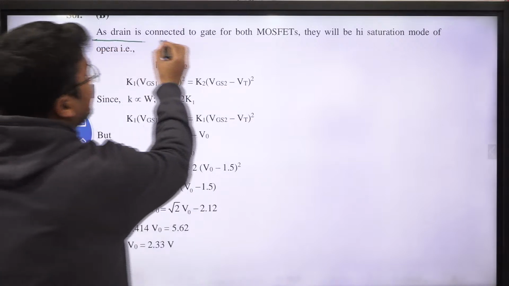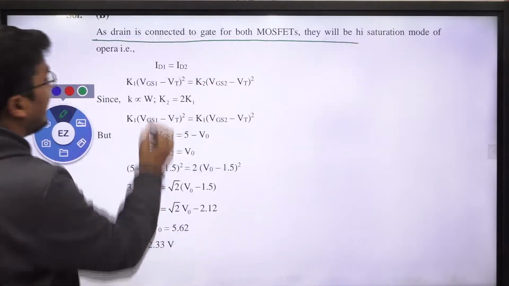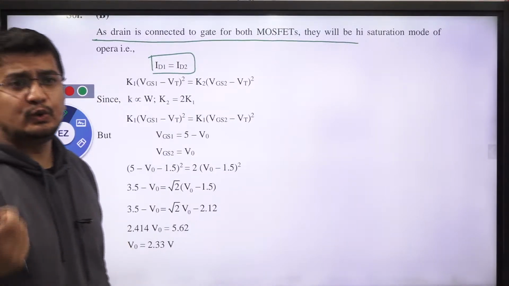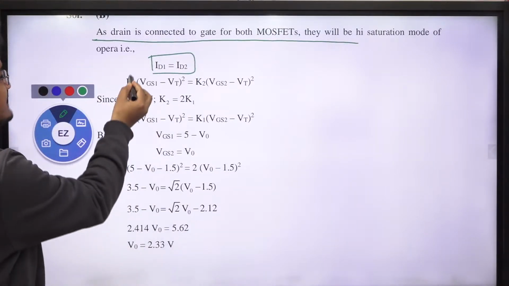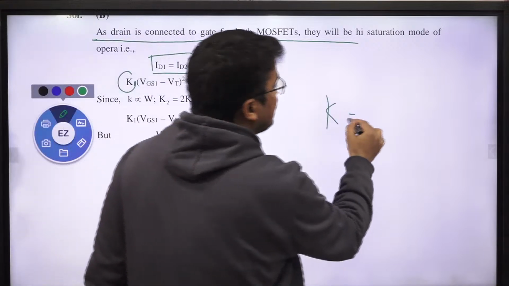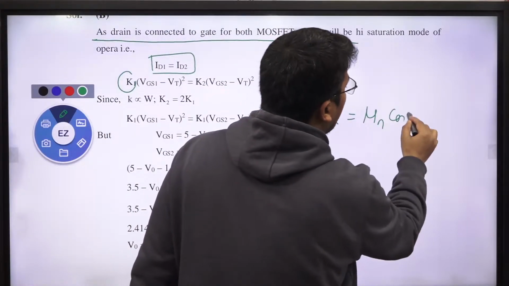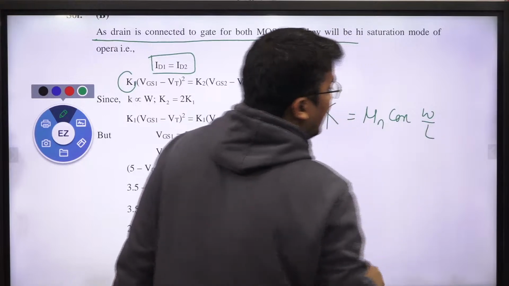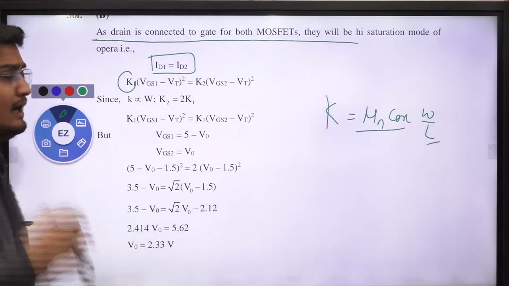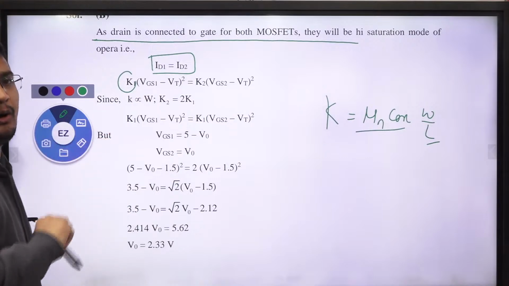As the drain is connected to gate, both are in the saturation mode. ID1 will be equal to ID2. Whatever mu n Cox W by 2L you have, that I am interpreting as a constant, right? Since I told you people, K I am writing is equal to mu n Cox W by L. Now it's being told that all things are identical, but the width of the second is double the width of the first.